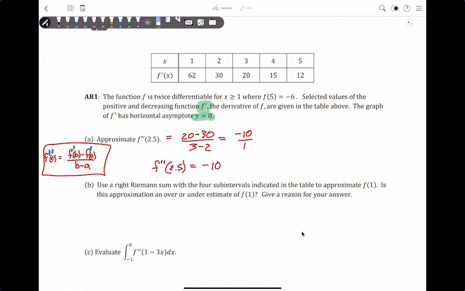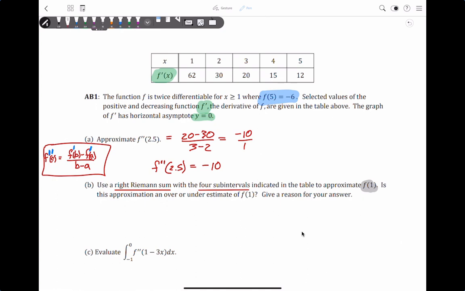So that's easy enough, right? So now we're going to look at part B, and that's f prime of x. I just want to make sure I keep that highlighted. It says use a right Riemann sum with 4 subintervals. This is again a right Riemann sum, and we're going to use it to approximate f of 1. Okay, we know what f of 5 is. f of 5 is -6, but we need to find f of 1.